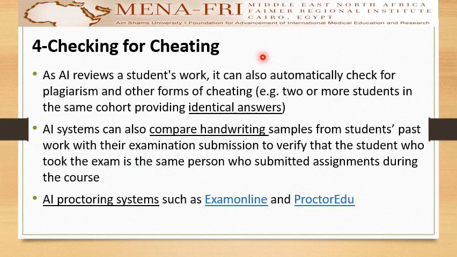Checking for cheating. As AI reviews a student's work, it can also automatically check for plagiarism and other forms of cheating, for example, two or more students in the same cohort providing identical answers. AI systems can also compare handwriting samples from a student's past work with their examination submission to verify that the student who took the exam is the same person who submitted assignments during the course. AI proctoring systems such as Exam Online and Proctor Edu can be used.